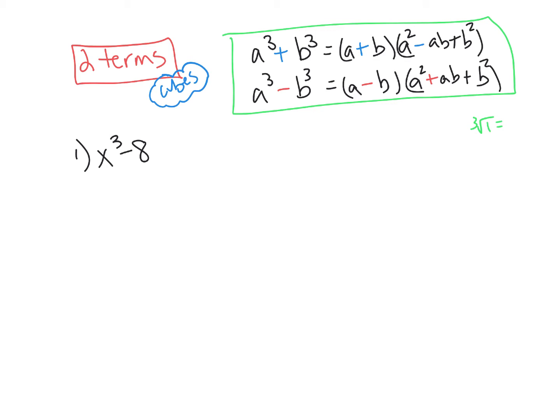So cube root of 1 is 1. Cube root of 8 is 2. Cube root of 27 is 3. Cube root of 64 is 4. Cube root of 125 is 5.